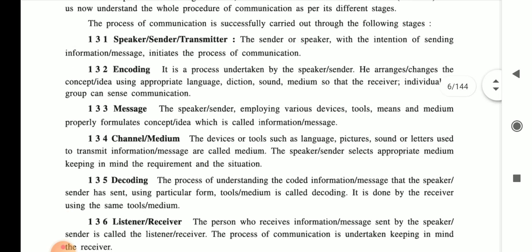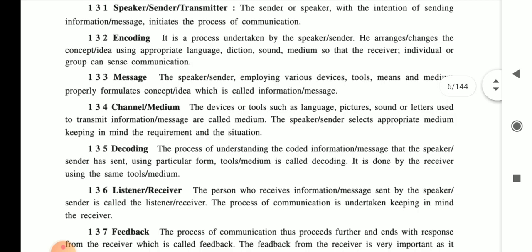The second one is the encoding. It is a process undertaken by the speaker or sender. He arranges the concept or idea using the appropriate language, diction, sound, or medium, so that the receiver, individual or group, can sense the communication. See, the speaker will arrange all the concepts and ideas through a specific language, diction, sound, or any kind of medium, so the receiver is able to listen to the message which the speaker wants to pass.